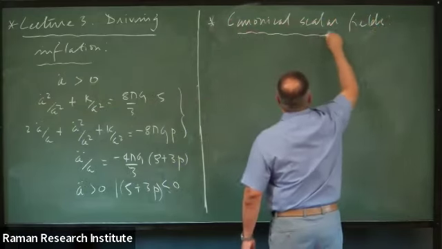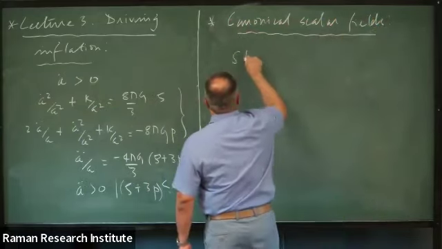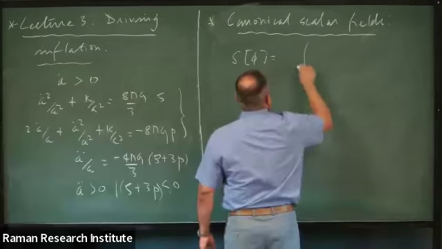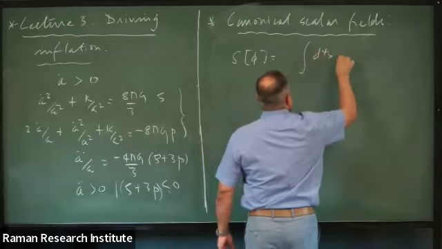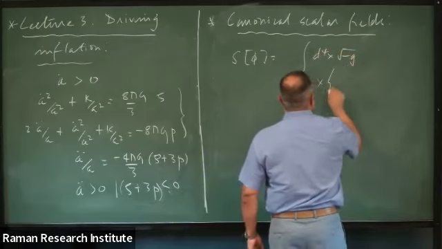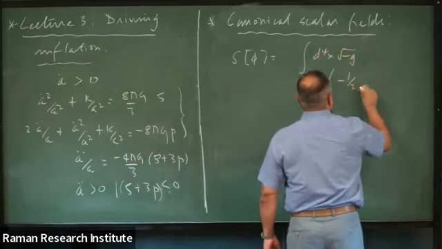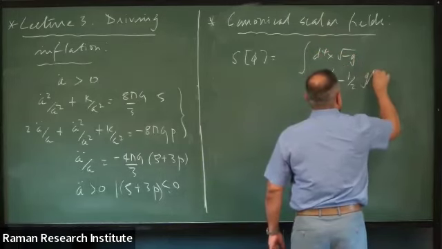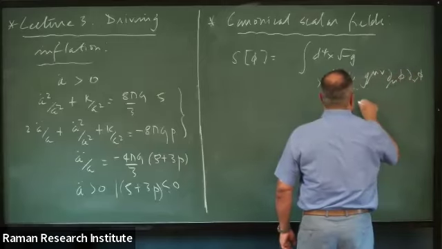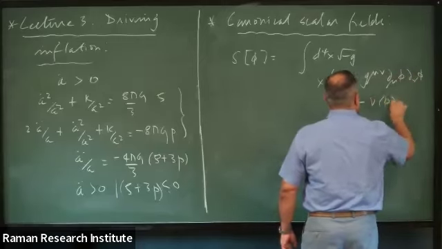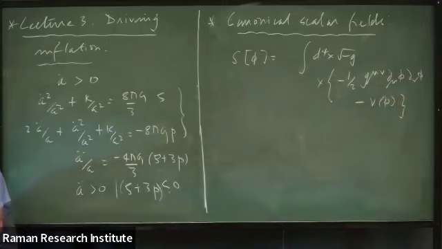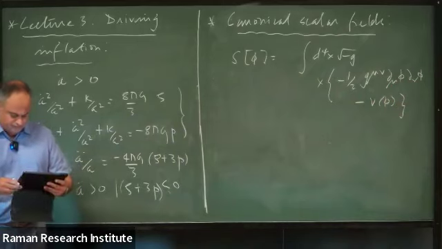And what do we have? We have a scalar field in a curved space-time. S of phi is the integral d4x root minus g, into what do we have? Minus half g mu nu d mu phi d nu phi, minus V of phi. I'm trying to remember the signature, just bear with me. I think it is minus and plus.